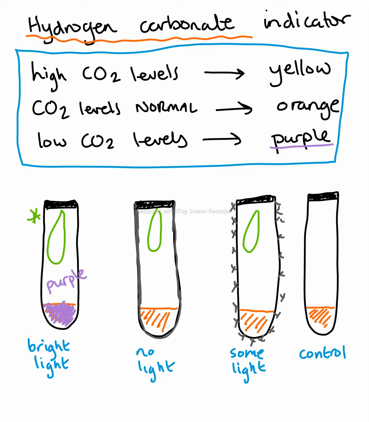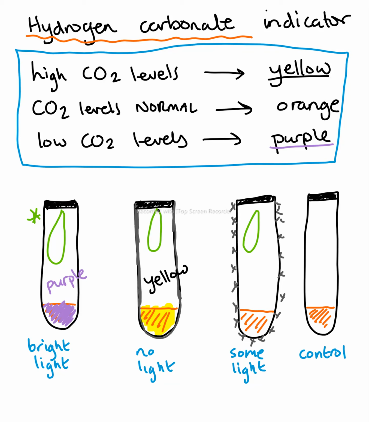When you've got a leaf that's left in the dark, this will turn yellow, indicating that it's got the highest levels of CO2. So that means it was not photosynthesizing, it was respiring. It was carrying out respiration and giving off CO2. That's why it turned yellow.